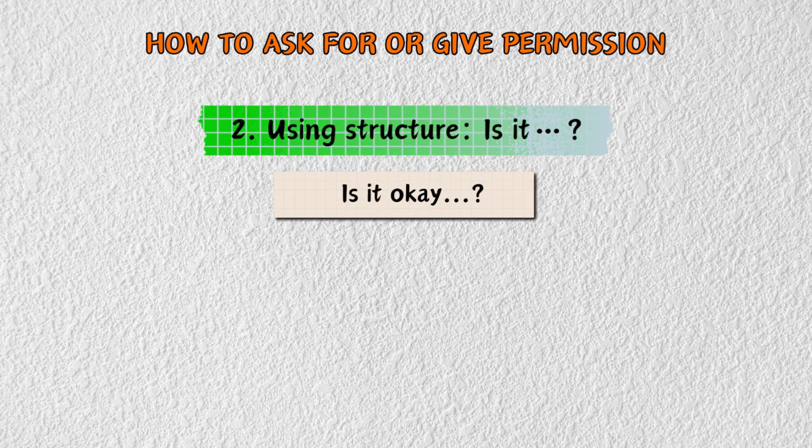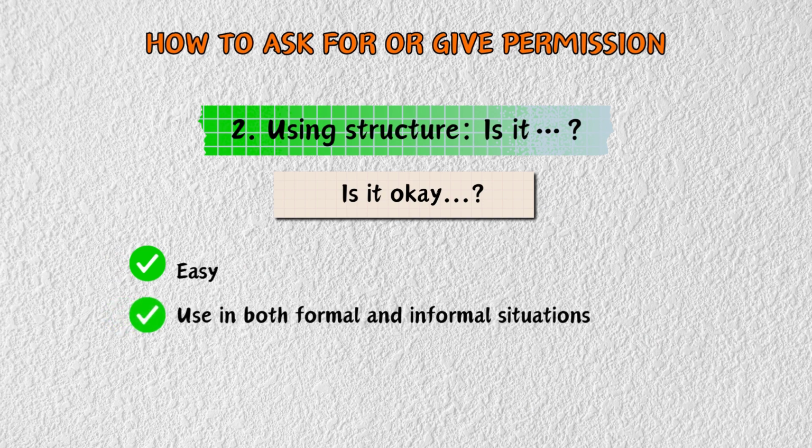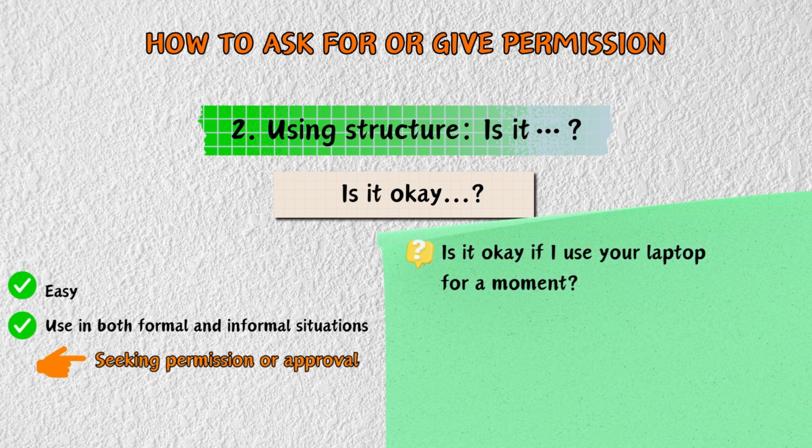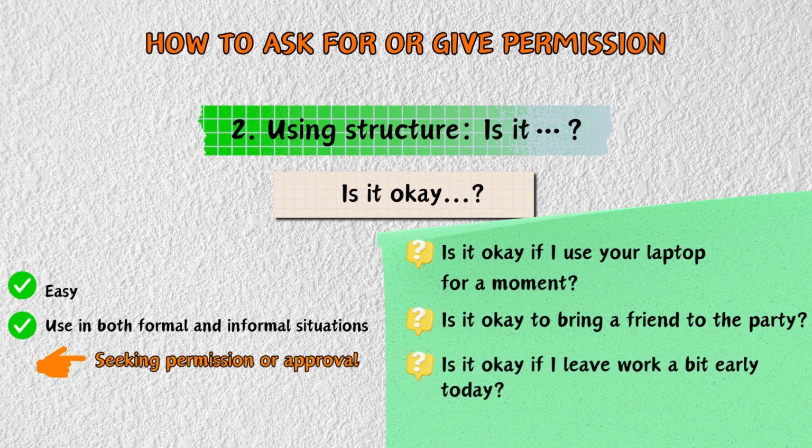Is it okay? This phrase is straightforward and commonly used in both formal and informal situations when seeking permission or approval. Examples. Is it okay if I use your laptop for a moment? Is it okay to bring a friend to the party? Is it okay if I leave work a bit early today?